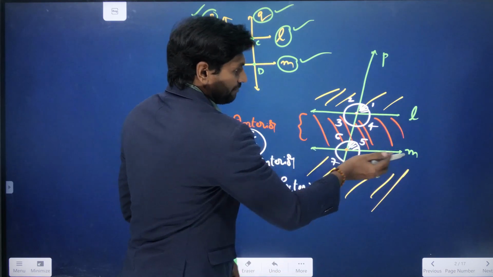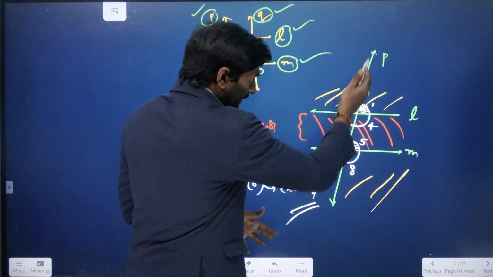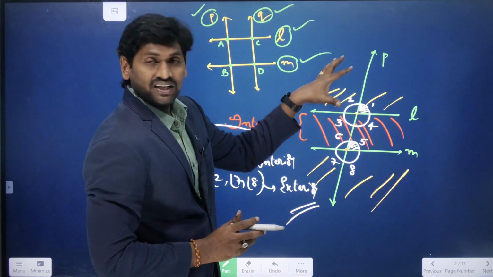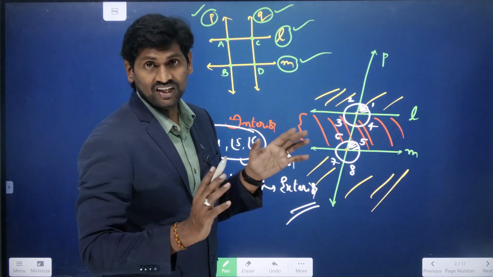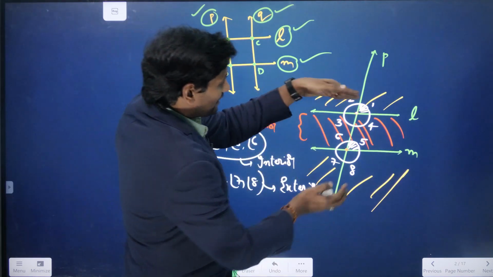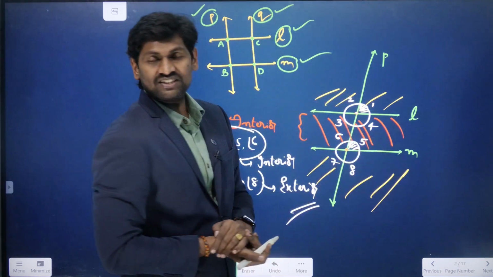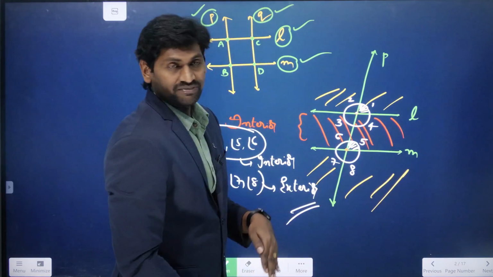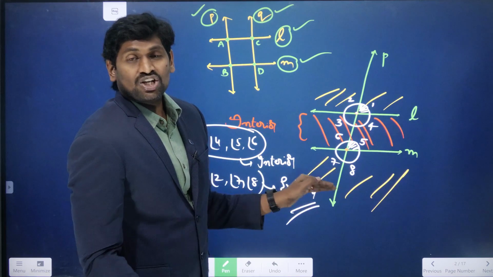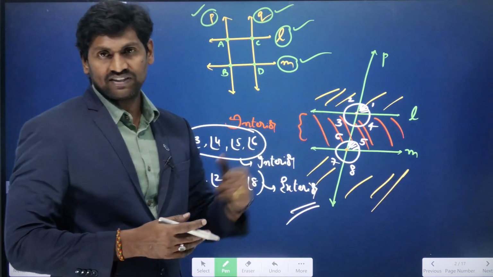See, L and M are not transversals. Only P is a transversal line. Here, P intersects line L at this point and this point, 2 points. While you are observing that, the place between the two lines is considered the interior part. The remaining place, shaded in yellow color, is called the exterior part of this transversal.